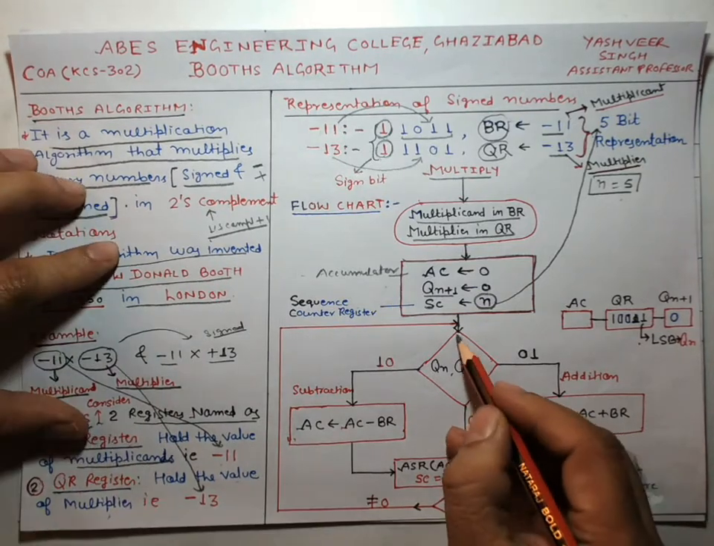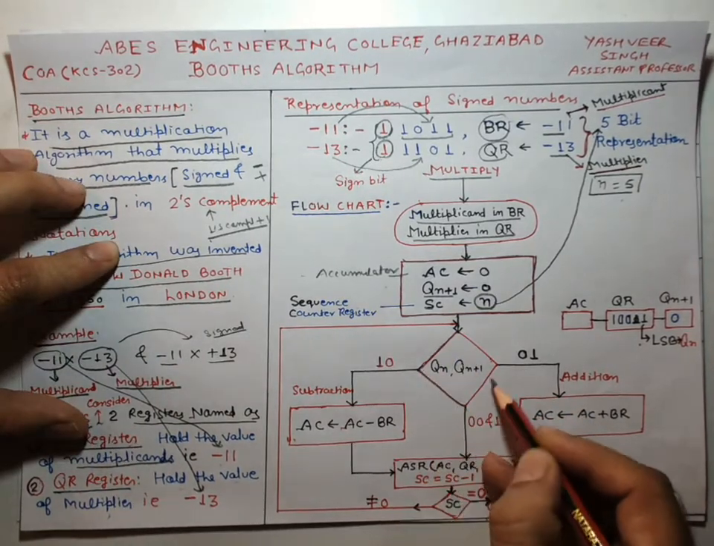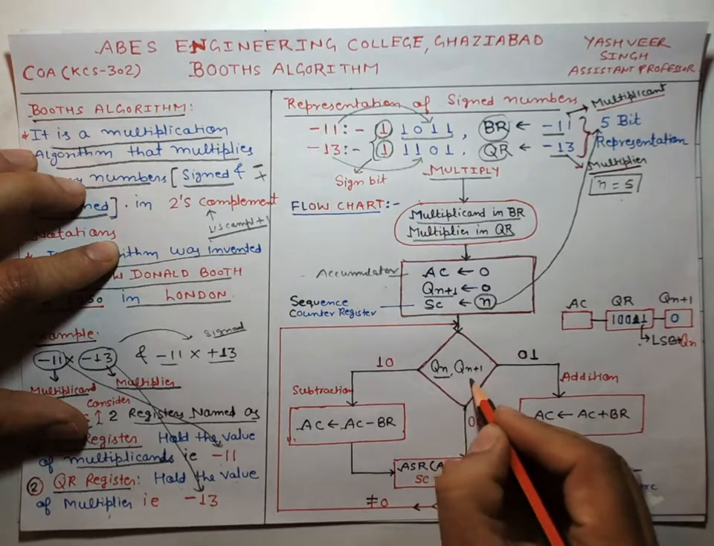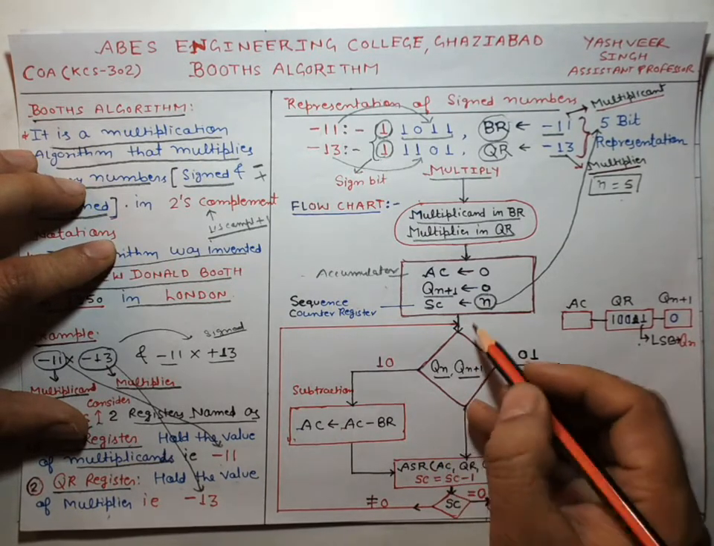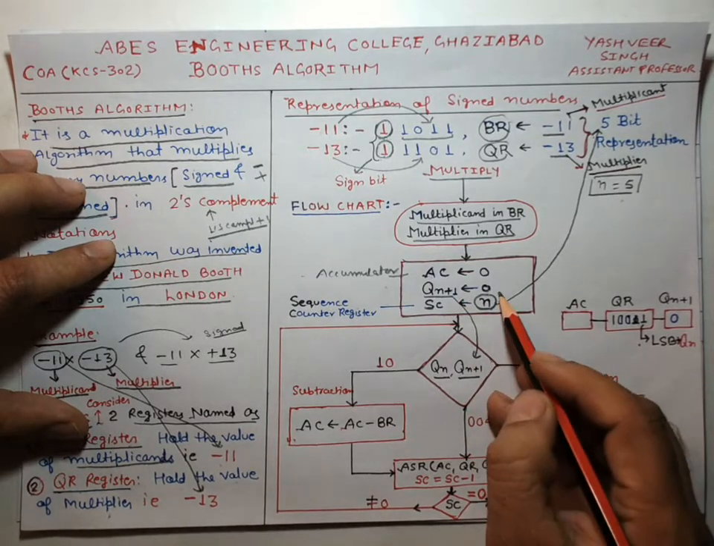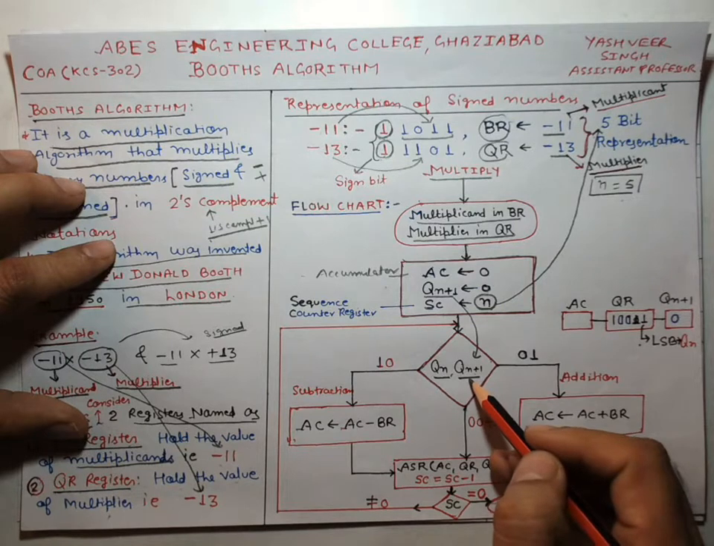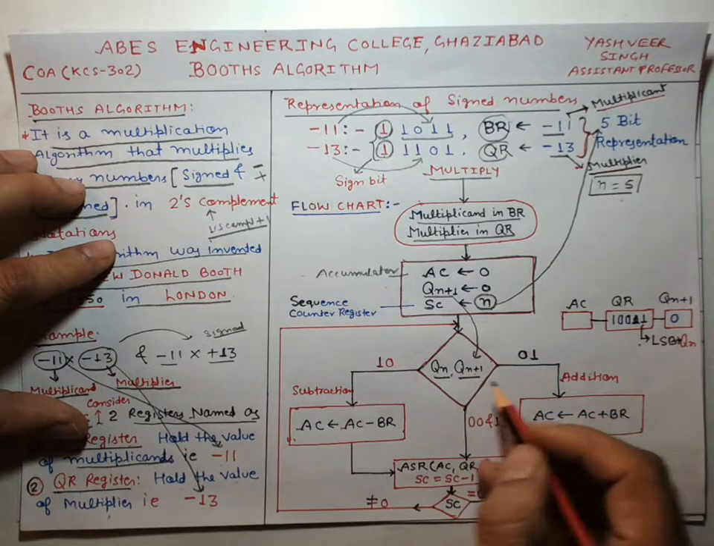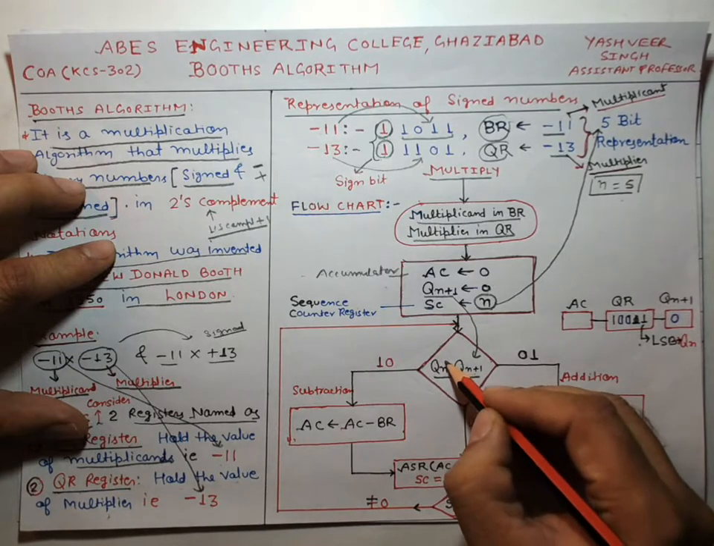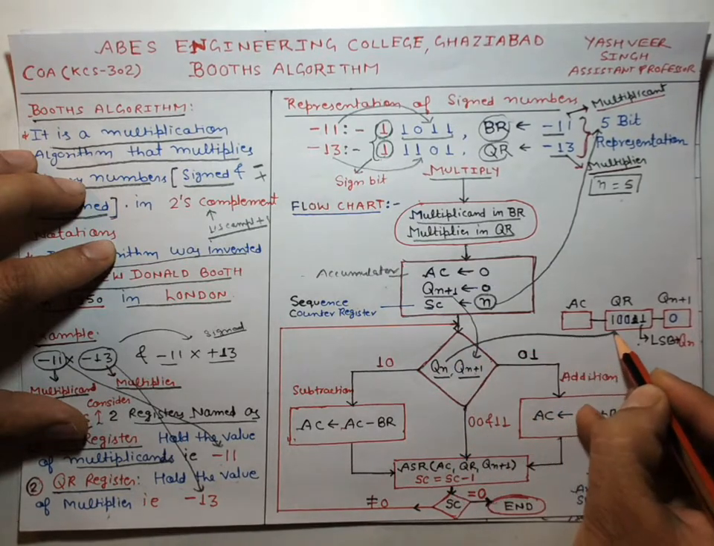This is the decision box. It depends on the values of Qn and Qn+1. I have already said that Qn+1 is a 1-bit register initialized to 0. Then what is Qn? Qn can be seen by this value.